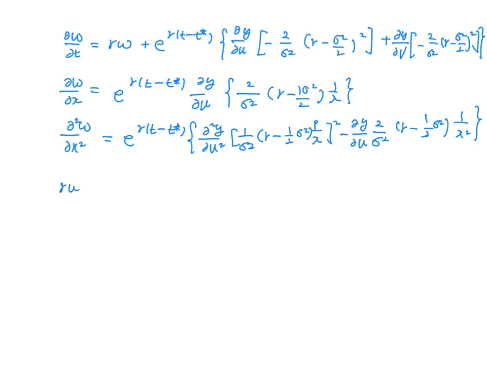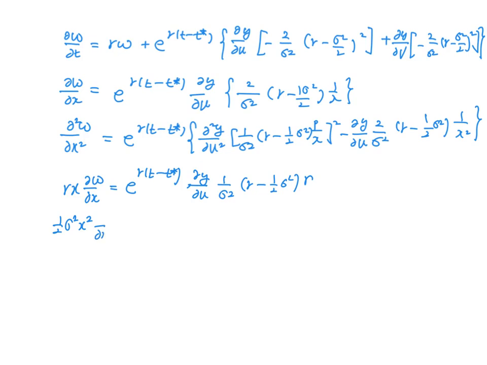So what happens? R, W, Rx, Wx, W omega is exponential R t minus t star, partial u partial y, sigma square r minus 1/2 sigma square r, right? It cancels, this x cancels in the x in the denominator. 1/2 sigma square x square partial x square partial square omega is 1/2 sigma square x square exponential r t minus t star.